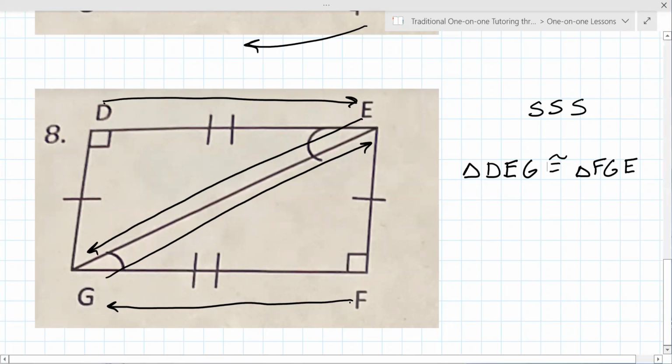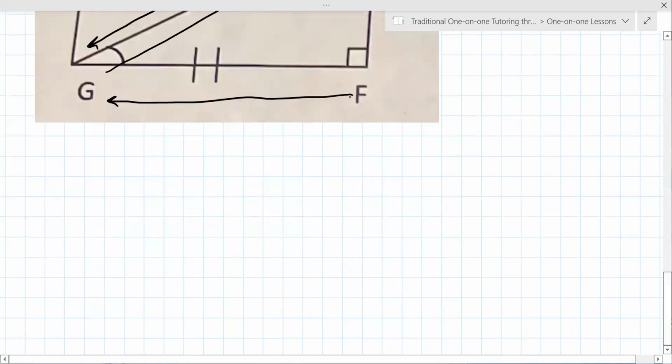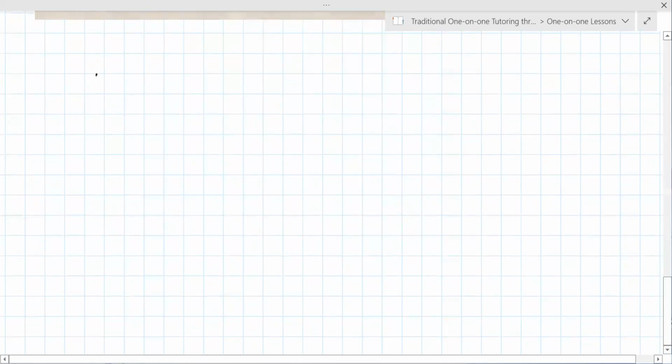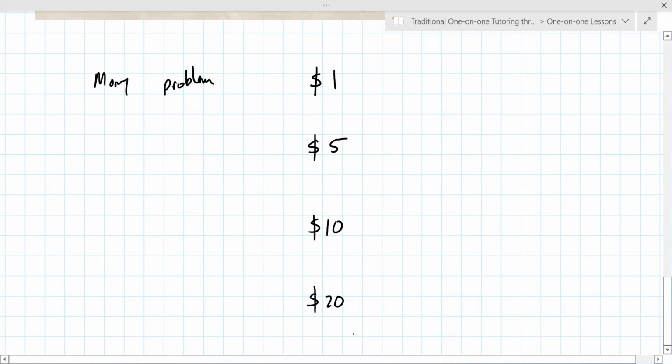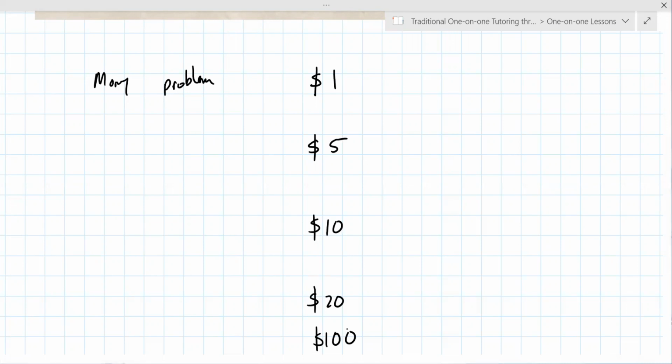Great. Okay, so before we move on to number 9, we're going to do a money problem. Wait, what? Yeah, we're going to talk about money. Okay, so there's a $1 bill, there's a $5 bill, a $10 bill, and a $20 bill, and a $100 bill. Do you know of any other denominations that have been used in our history for dollar bills for money?